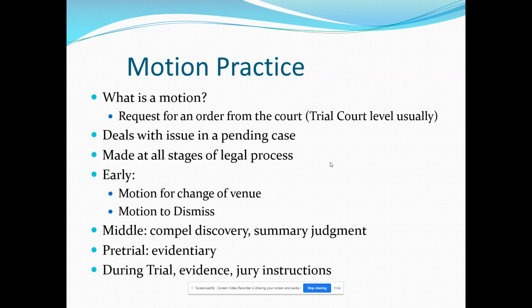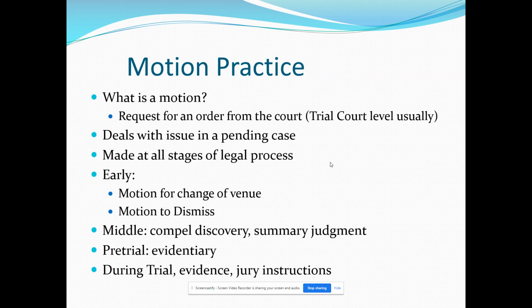It is a request made to a judge for some sort of order, and this is usually at the trial court. And they'll say, I'm moving this court for an order to dismiss this case. I'm moving this court for an order compelling discovery from the other party. So it's always in a pending case, and we make motions at all stages of the legal process once the case has actually been filed.